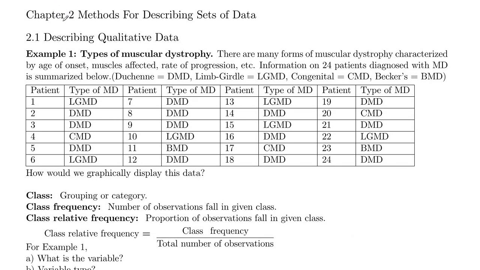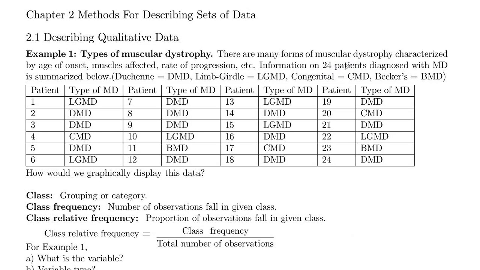So here in Chapter 2, we're going to look at methods for describing our sets of data. First, we're going to look at describing qualitative data here in Section 2.1. In this first example, we're looking at different types of muscular dystrophy. There are actually many forms of muscular dystrophy. They characterize them by the age of onset, which muscles are affected, how fast it progresses, etc.